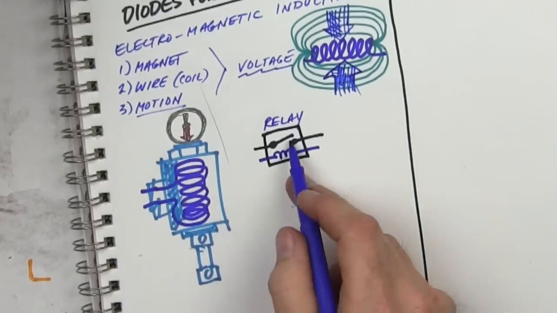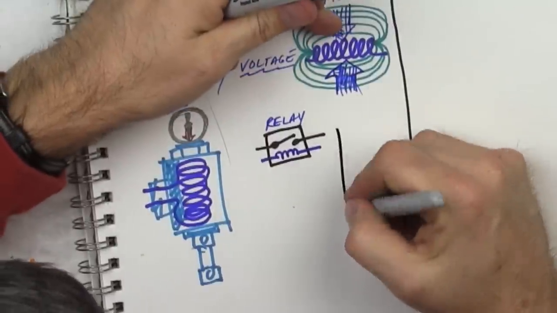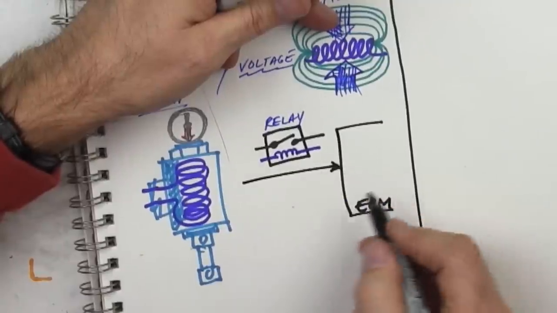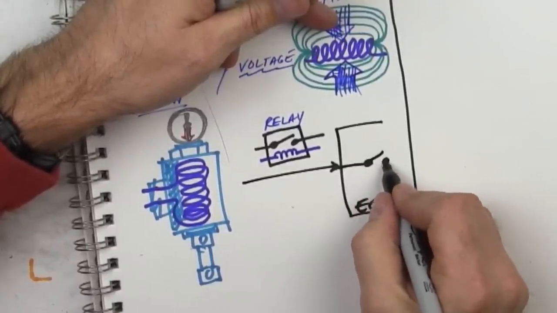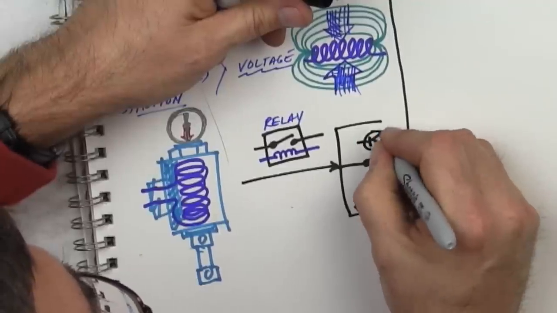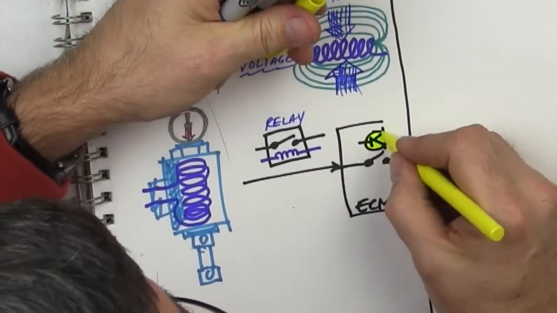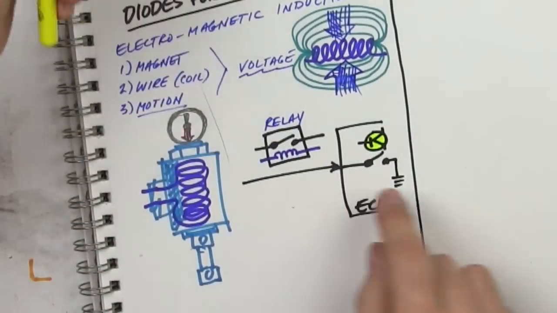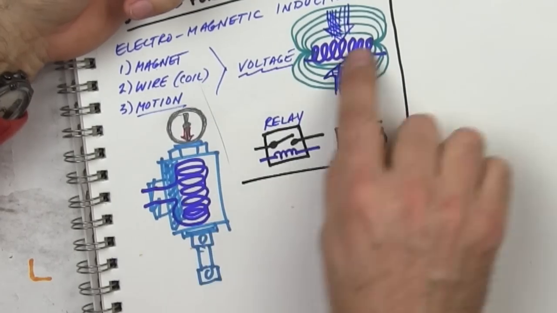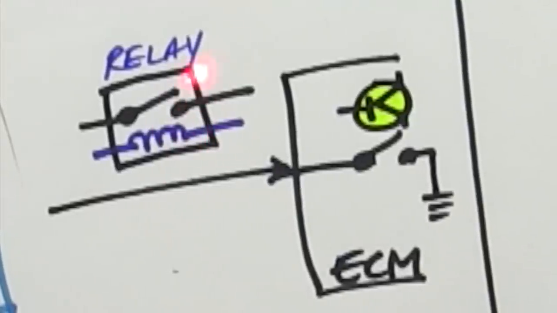If this coil is powered by a relay or any type of switch, doesn't matter, or worse yet, if it's controlled by an ECM, inside the ECM there's a switch of some kind, usually a transistor. The problem is the arc that's going to be produced by this coil when it collapses is going to zap right here.